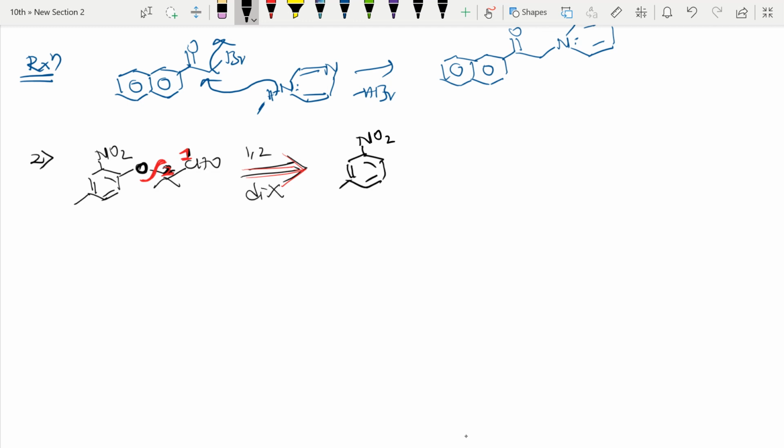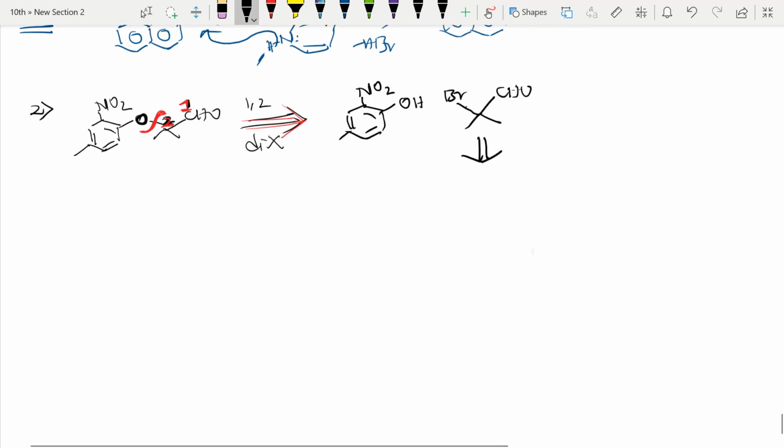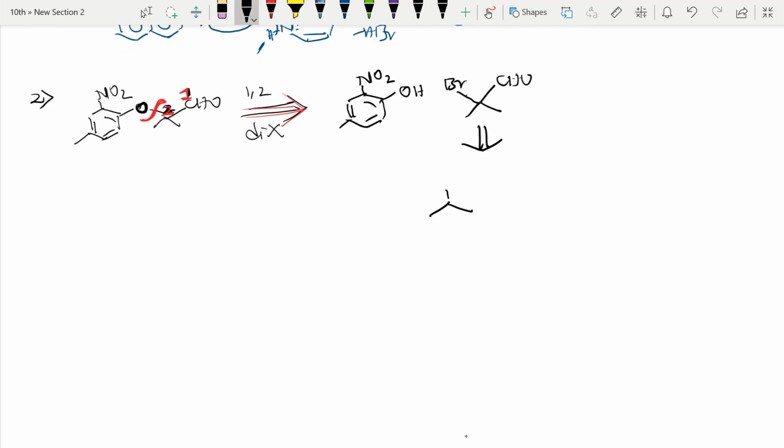NO2, instead of writing O minus, I will write OH now. And here I can write like this, CHO, and here positive charge. Instead of writing positive charge, I can write Br, bromine, easily. And sometimes what happens, this can be again retrosynthetically cleaved, like this also we can show. See here, Br2. These reactions you have studied, these are the basic reactions.